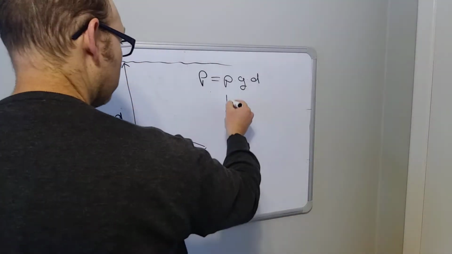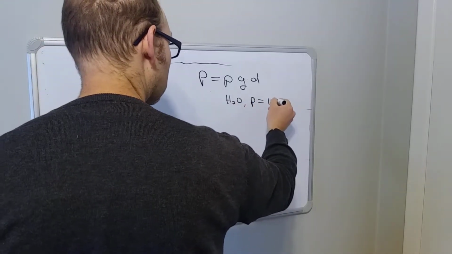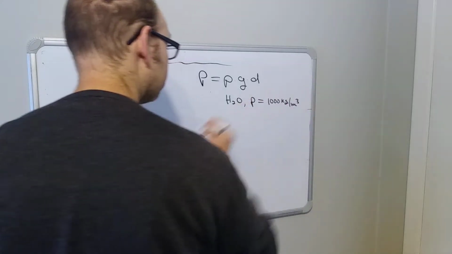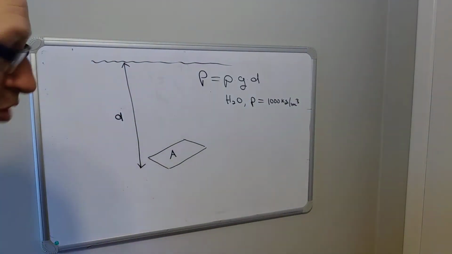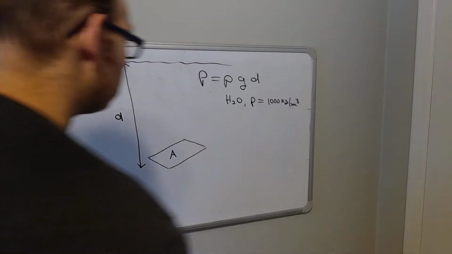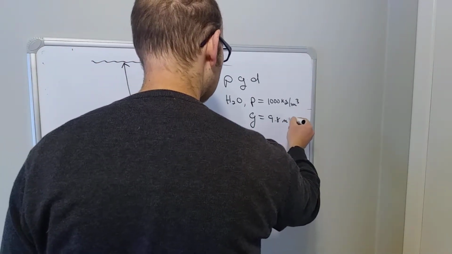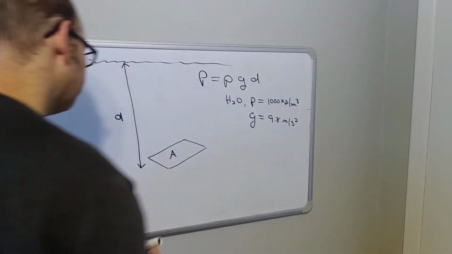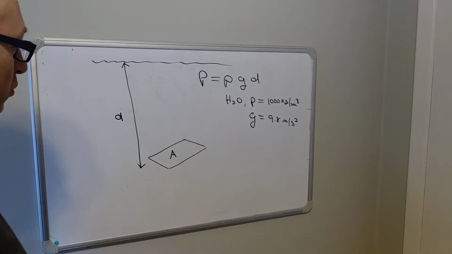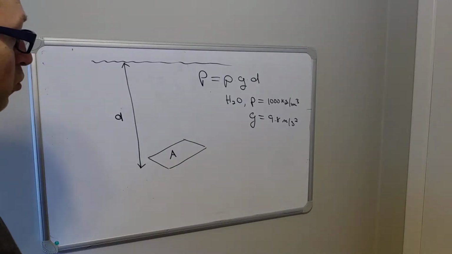So for water, we have rho is equal to 1,000 kilograms per cubic meter. So that's the density of water there. And G is 9.8 meters per second squared. Okay, so the water pressure is given by this formula right here, rho G D.